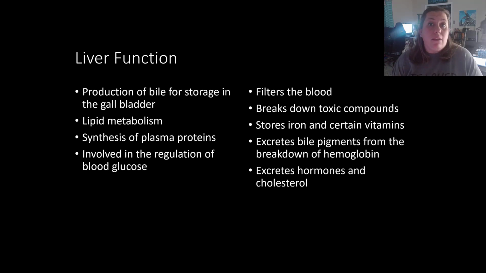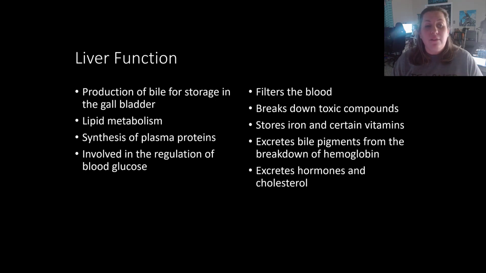All right, so going along with this idea, the liver is going to have a couple of functions. It's going to produce bile, of course, and store it in the gallbladder. It's going to help with lipid metabolism because of this bile. It's going to synthesize plasma proteins. So these are proteins that are found in your blood. And so when you go give blood work, a lot of times they'll say, I want a complete blood workup with the liver enzymes. That's what we're talking about here with some of those plasma proteins.